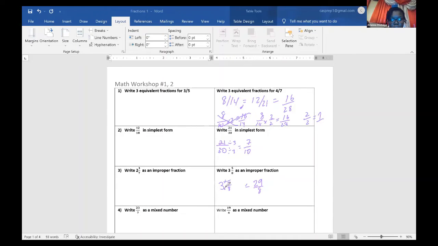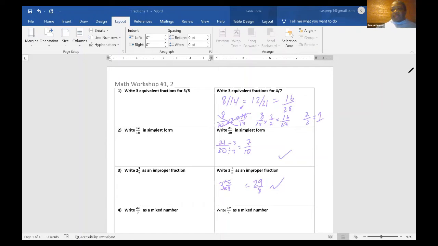Perfect. So we talked about this last week. Sometimes it's helpful to put these little notes there so we know what to do. So at the bottom here, we have a multiplication with 8 times 3. And then up here at the top, we have an addition with the numerator, which is 5. So we get 29 over 8. So far, so good. Let's go with 19 over 4 as a mixed number.